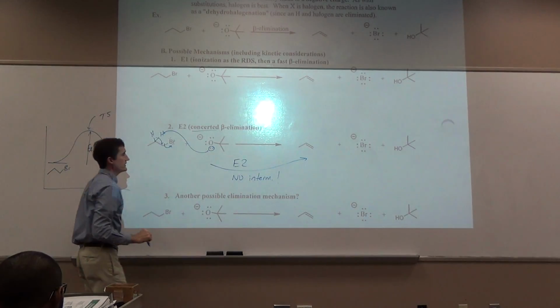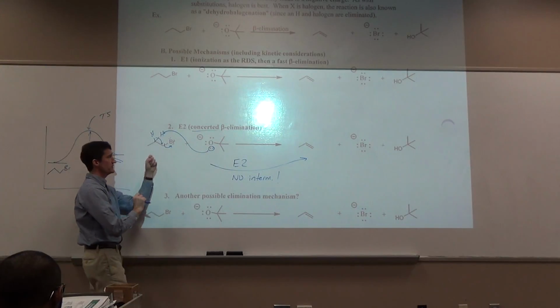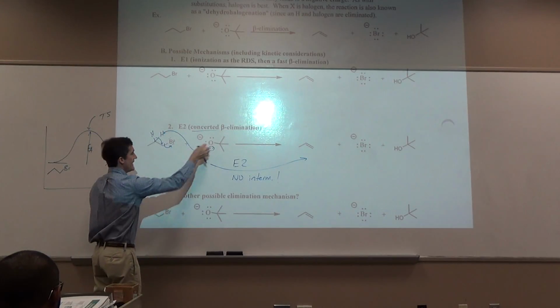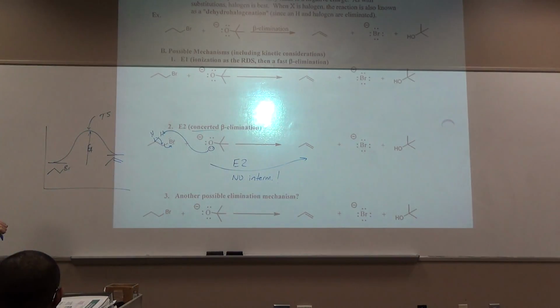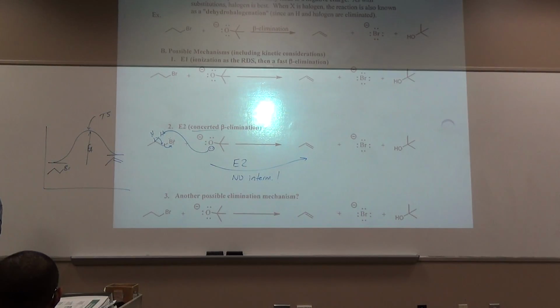Okay, concerted beta elimination. Of your two main reactants, your substrate with the leaving group and your base. Here we call it a base because it's taking an H. If that had attacked here and kicked off the bromine, we would have called it a nucleophile. Of your two main, which ones are involved in the rate determining step? Well, which is the rate determining step?